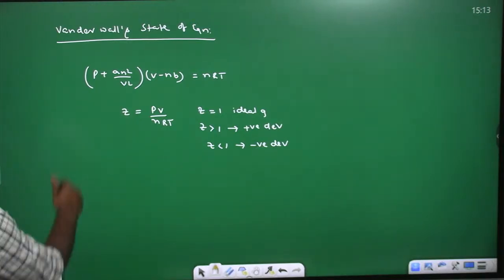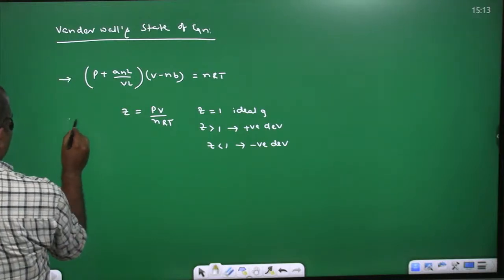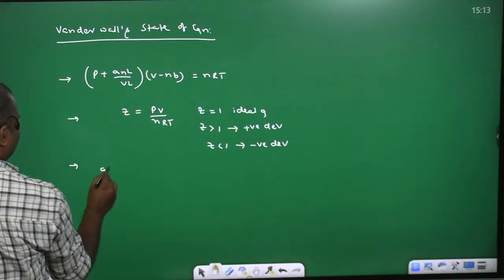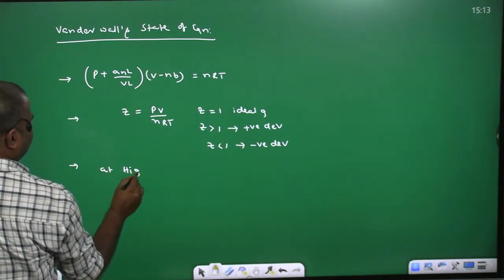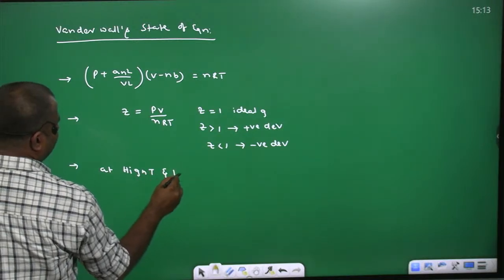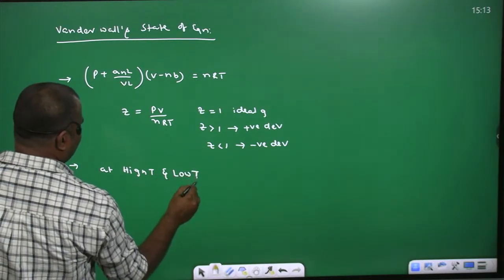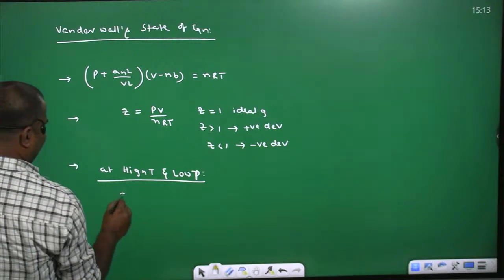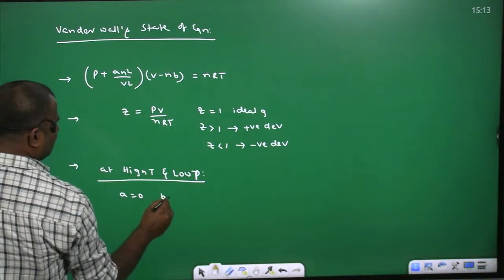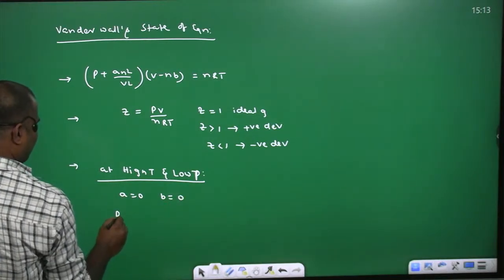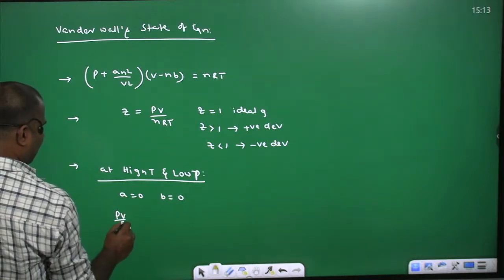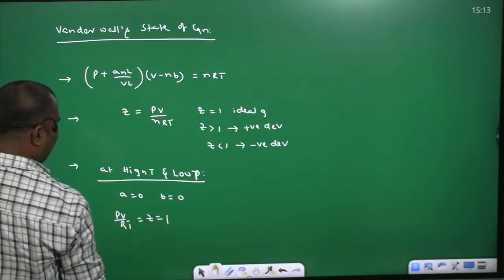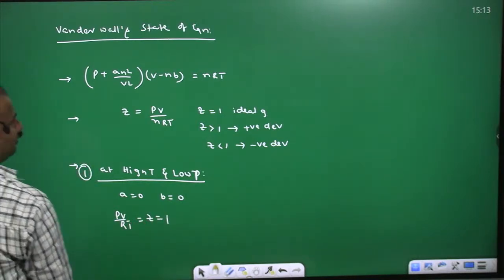The next one. At different conditions, at high temperature and low pressure, all the gases are going to behave like ideal gases. So you can take a as 0, b is also 0. So you can write PV by RT equal to Z equal to 1. This is the first condition.